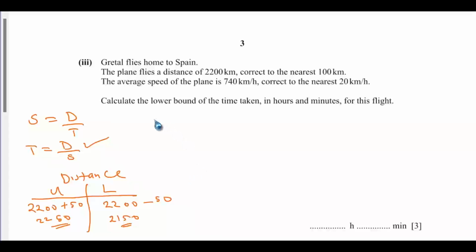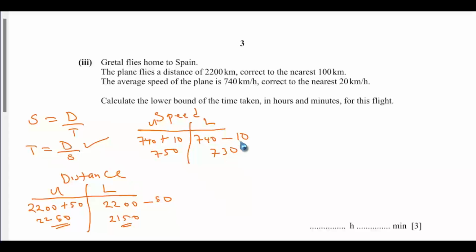So we need to do the same thing for the speed. Okay, so we can write, let's use here speed. The upper bound U will be equals to 740 plus something, and the lower bound L will be 740 subtract something. Okay, so the degree of accuracy is 20 kilometers per hour. So you divide it by 2, that will be 10. So you add 10 here, you subtract 10 here. So this will give you 750 and this will give you 730.